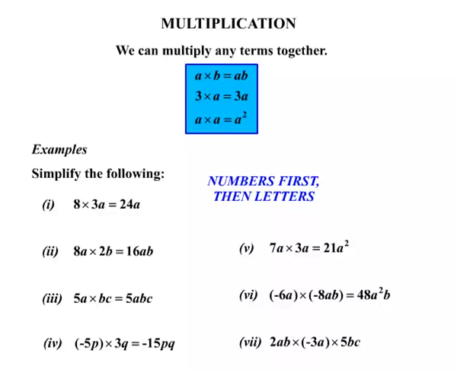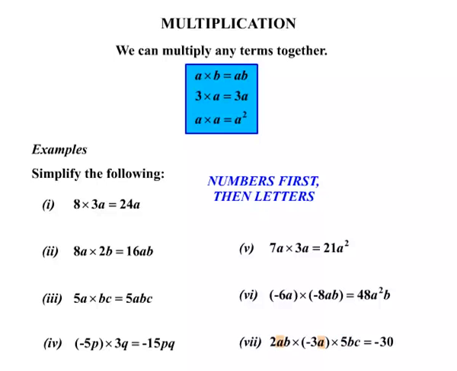Our final example this lesson, 2ab multiplied by negative 3a times 5bc. Let's do our numbers firstly. 2 times negative 3, well, so far that's negative 6. Then we need to times by 5, and we get negative 30.